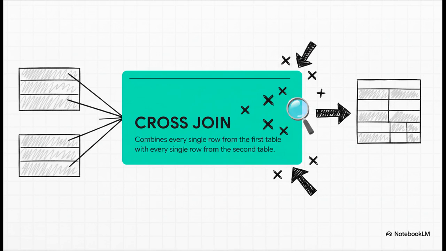Now, don't let that fancy name scare you. The idea is actually super simple. It doesn't look for any matching keys. It just takes every single row from the first table and pairs it up with every single row from the second table. So if you have 3 rows in one table and 3 in the other, you get a result with 9 rows. All possible combinations.